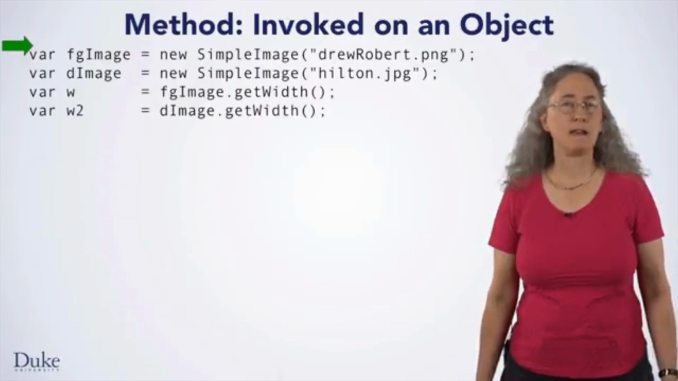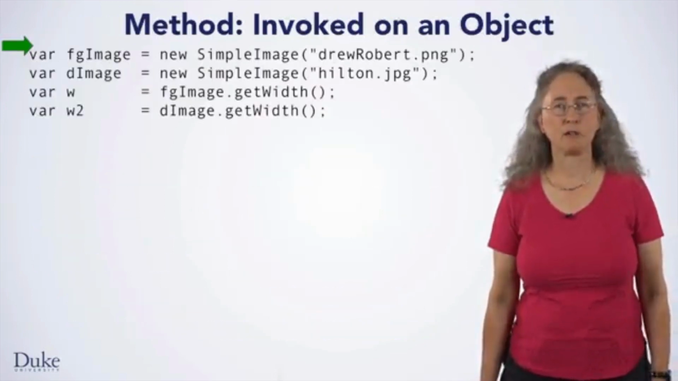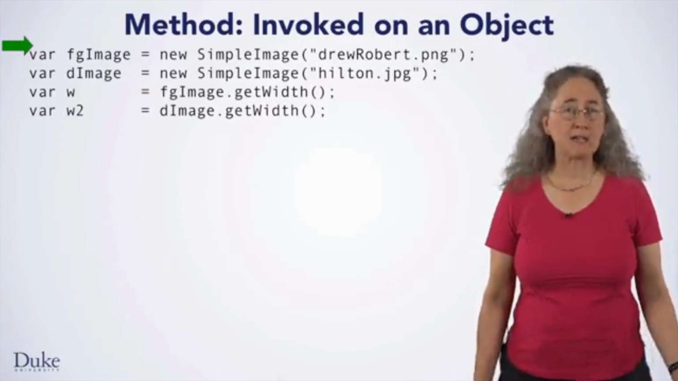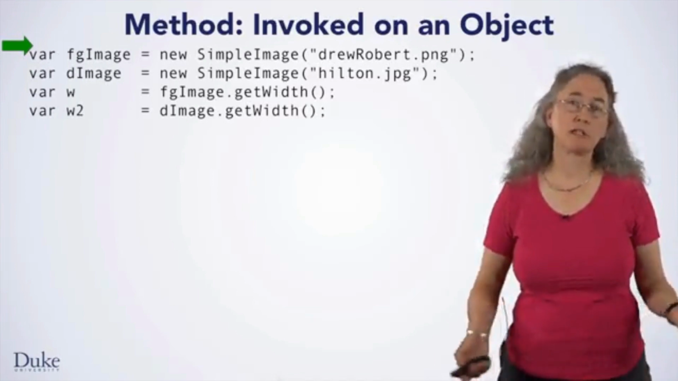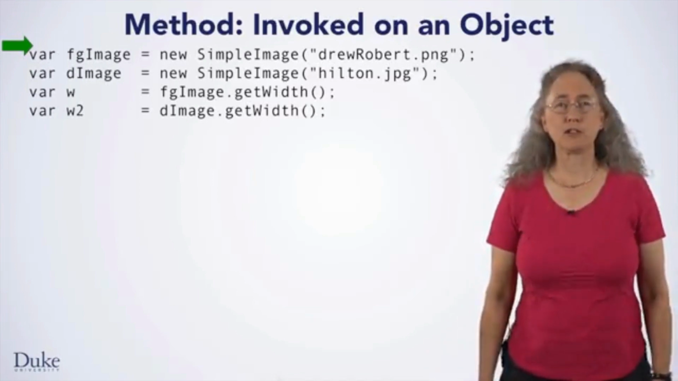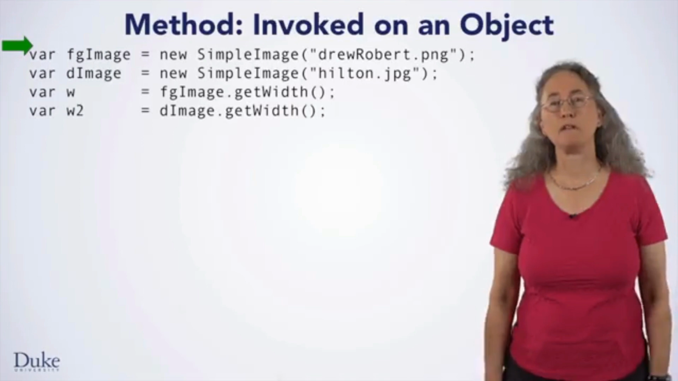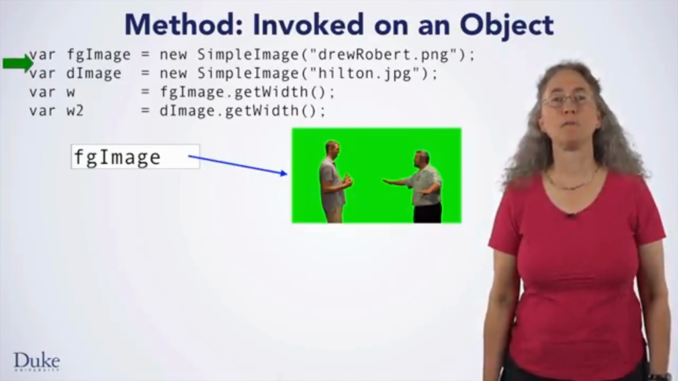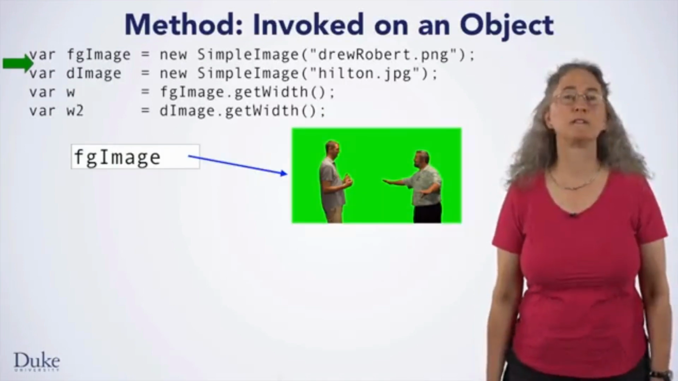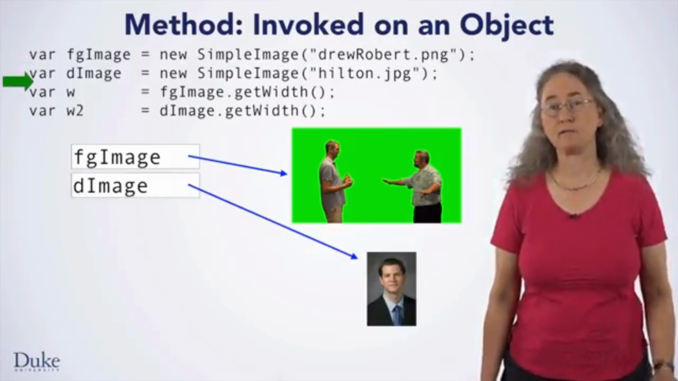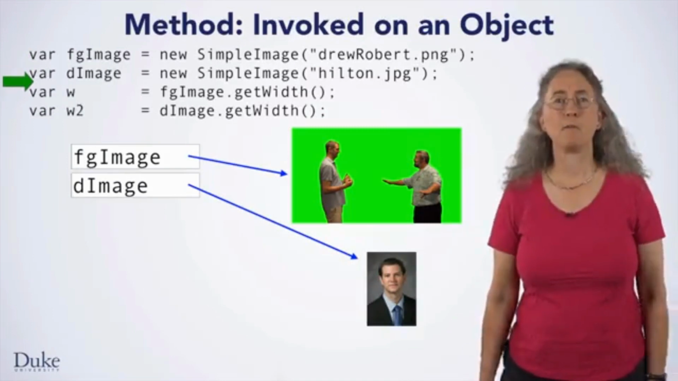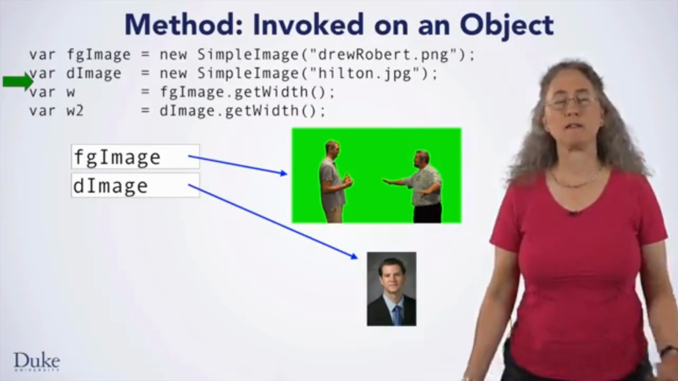We have said that methods are invoked on an object, but what exactly does that mean? Well, if you are asking for the height of an image, which image's height do you want? The answer is whichever image you invoke the method on. To see this in action, let us look at this example, which has two images. Our first line of code makes one image called fgimage, and our second line of code makes the other image called dimage. Now we are about to do fgimage.getWidth.